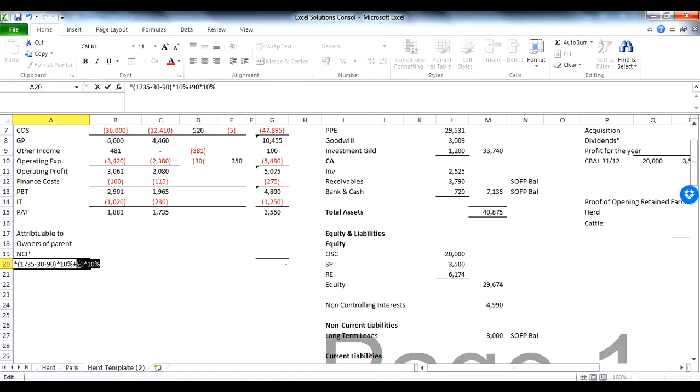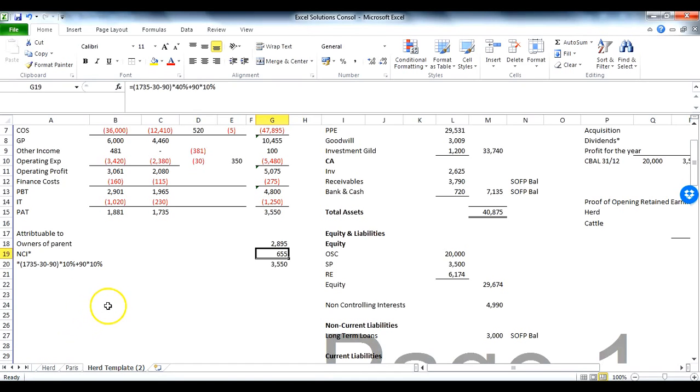Because remember, preference dividends are going to be included in here, so you need to show that in terms of the split and how that's coming out. So we'll do that calculation here. It's 1735 minus 30 for the adjustment, minus 90, times 40%, plus 90 times 10%. So the NCI is entitled to 655, and the balance of course must go towards the parent, which is 2895.